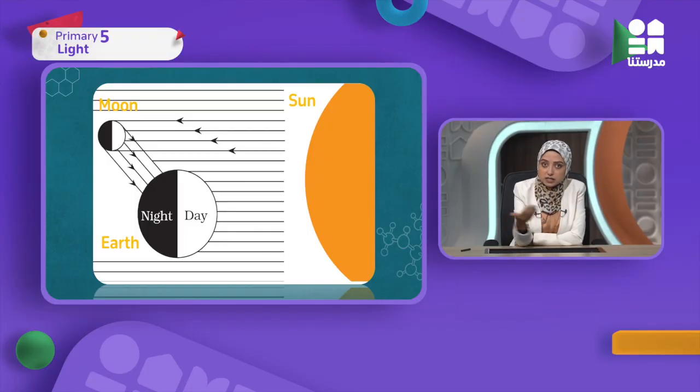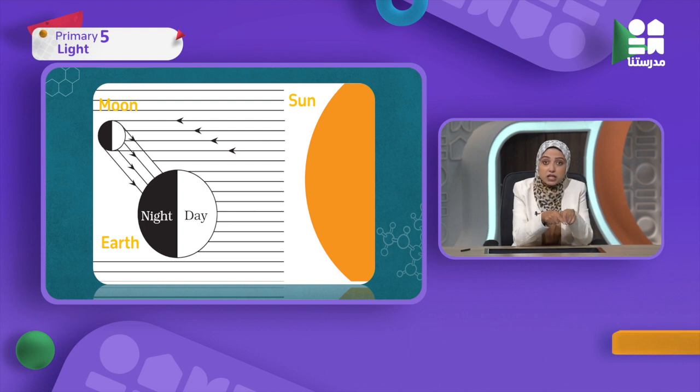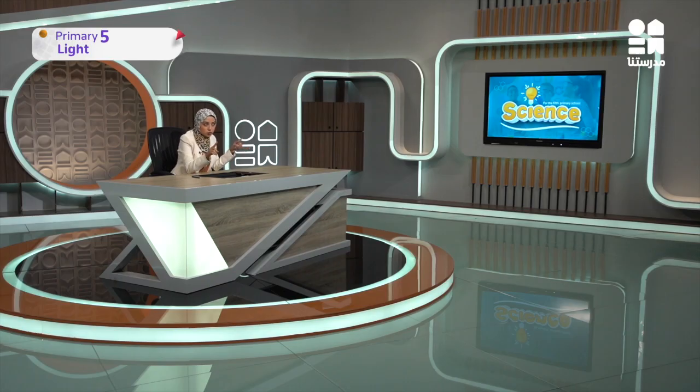The sun rays move in a straight line, as we know. They fall on the moon's surface, and then the moon reflects the sun rays to the earth. It reflects the sunlight. Therefore, we see it as if it's shiny in the sky, but it is not a source of light.